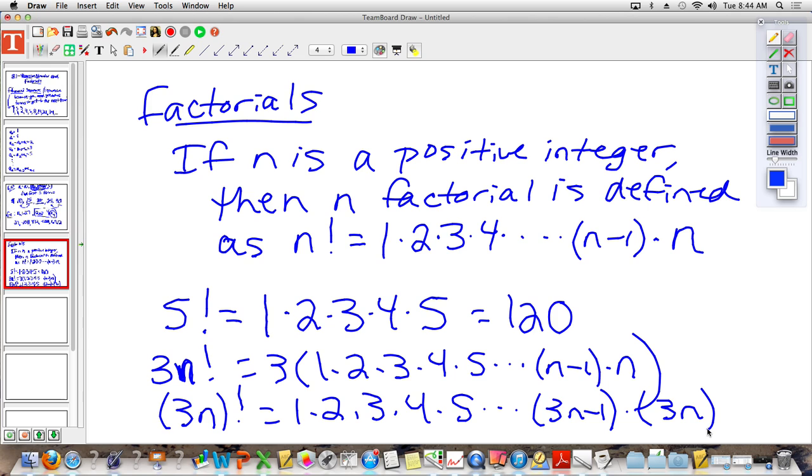By the way, the definition of 0 factorial, just put a little star by that. 0 factorial is defined as being 1. 0 factorial is 1.